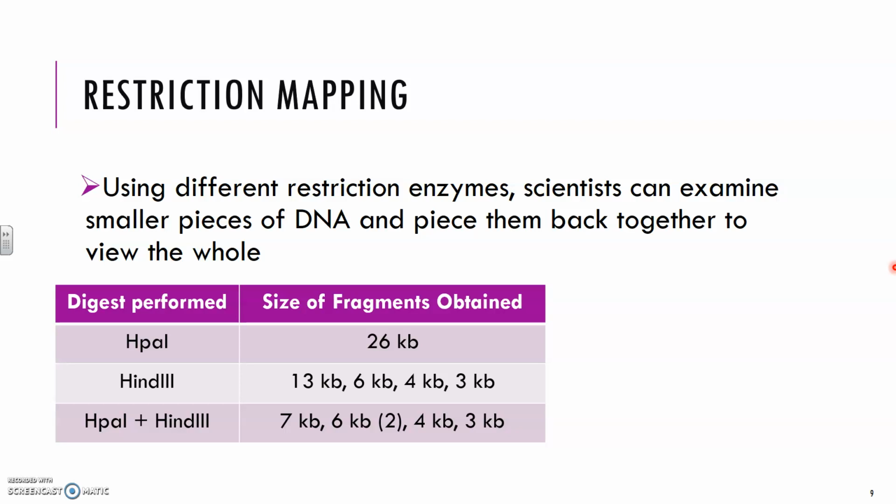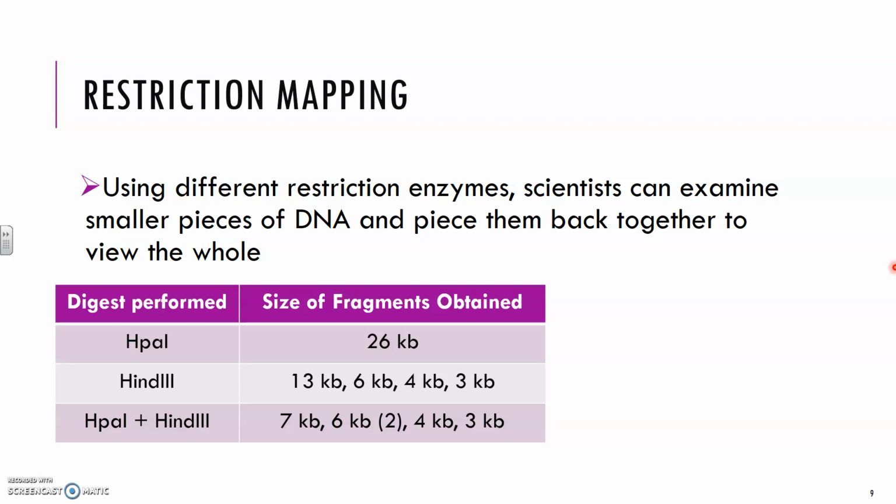So for the HpaI, they just got a 26 kilobase pair fragment. For HindIII, they got 13, 6, 4, and 3, which if you'll notice add up to 26. And then when they digested them both, they got a 7, 2 sixes, a 4, and a 3.